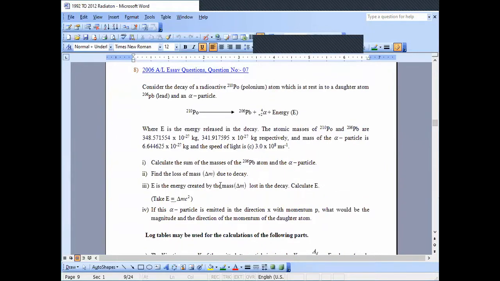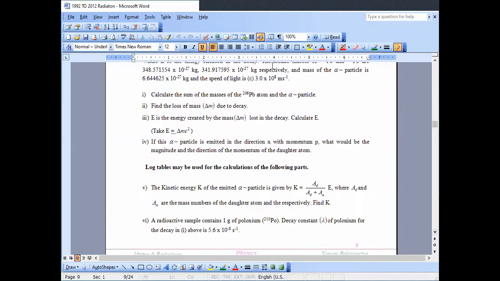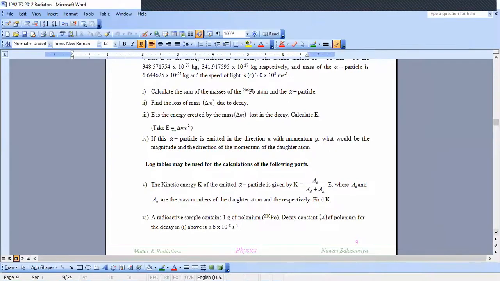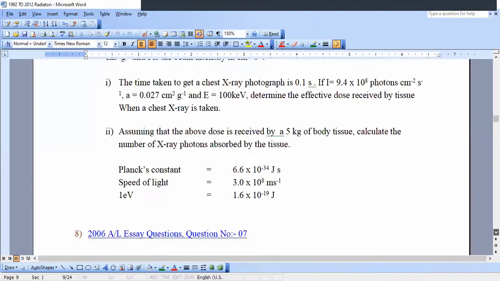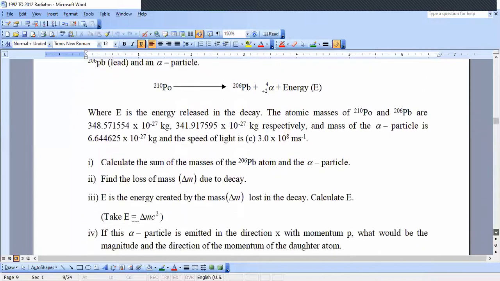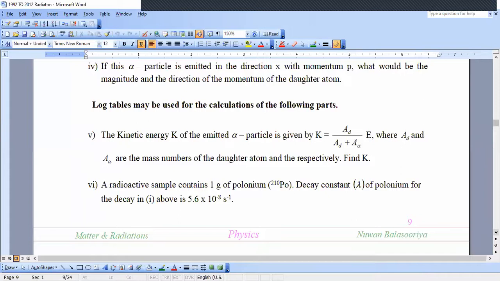So here we have answered up to Roman number 3, and Roman number 4 we discussed. We want to discuss Roman number 5. That's what we are going to discuss today. So can somebody read Roman number 5? Unmute the mic and read Roman number 5, please.